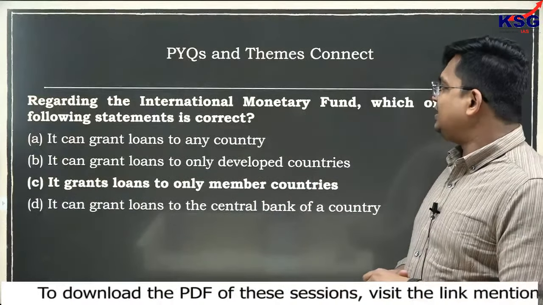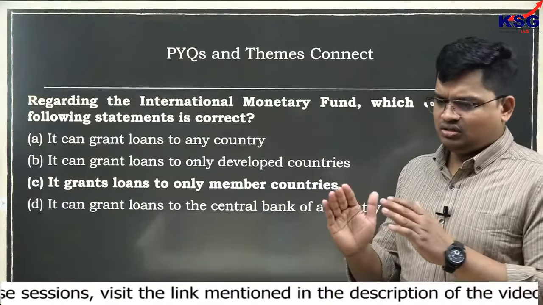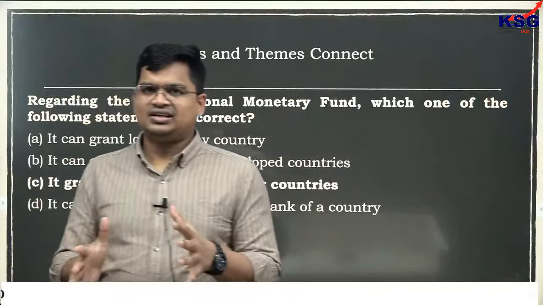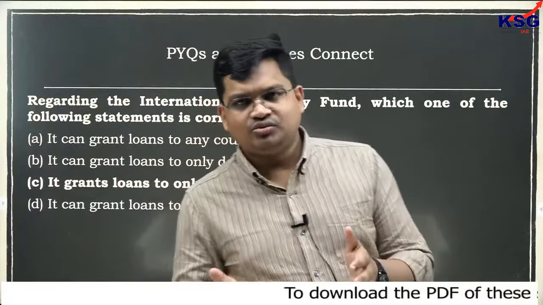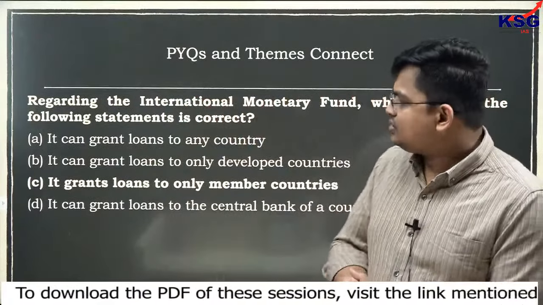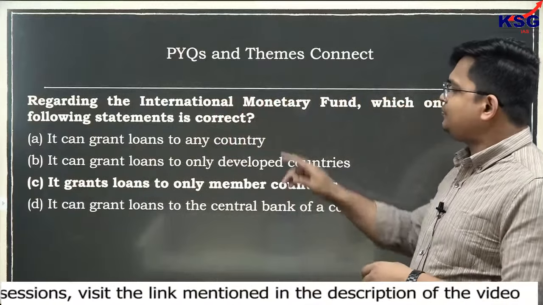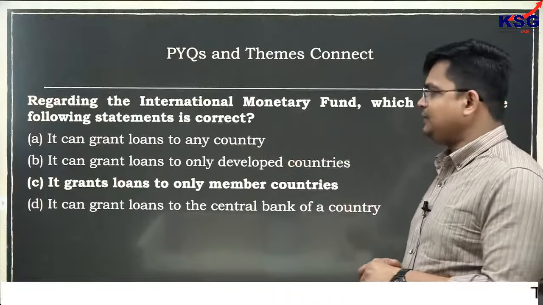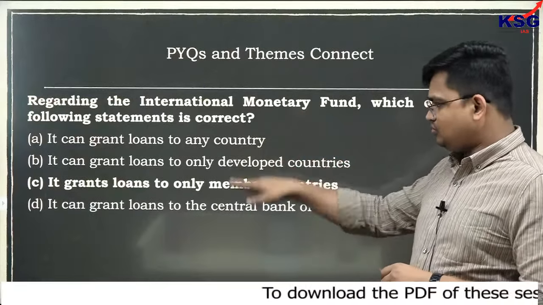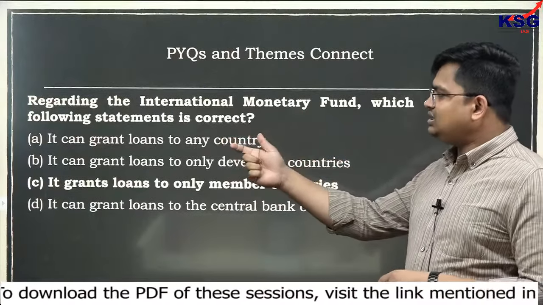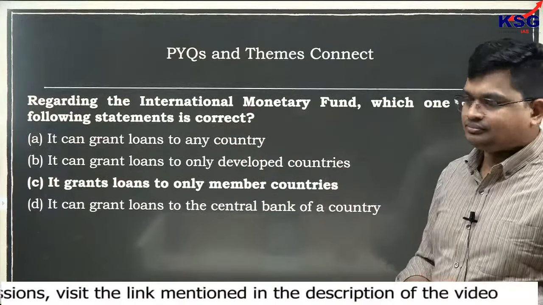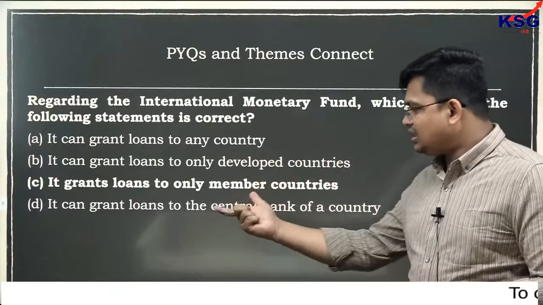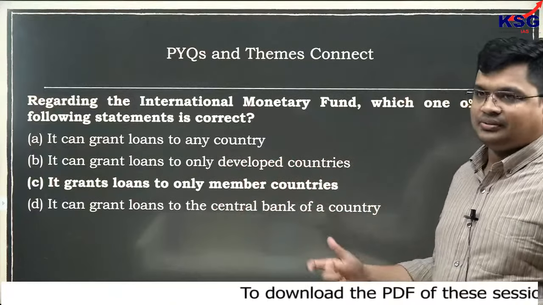Second, regarding the International Monetary Fund. As you know, the IMF was in the news for the last few months related to the Sri Lankan economic crisis and the Ukraine crisis due to the war. So the question was, regarding the IMF, which one of the following statements is correct? There are four statements. It can grant loans to any country. It can grant loan to only developed countries. It can grant loan to the central bank of a country.